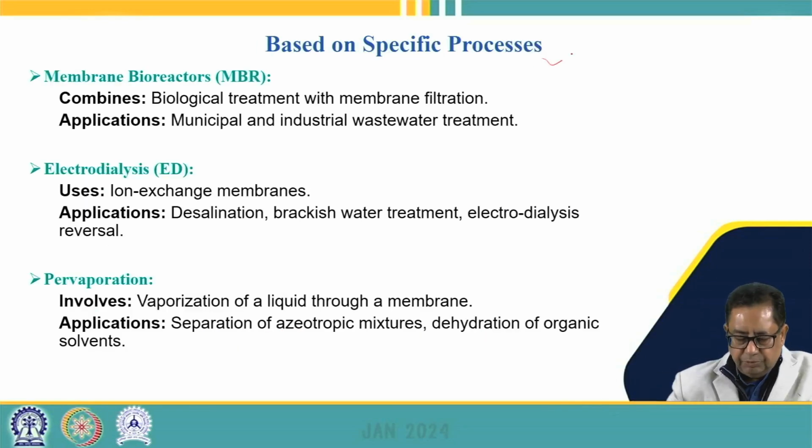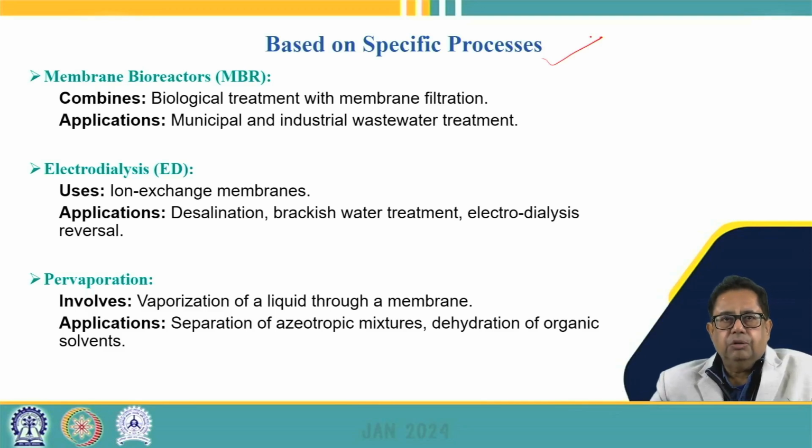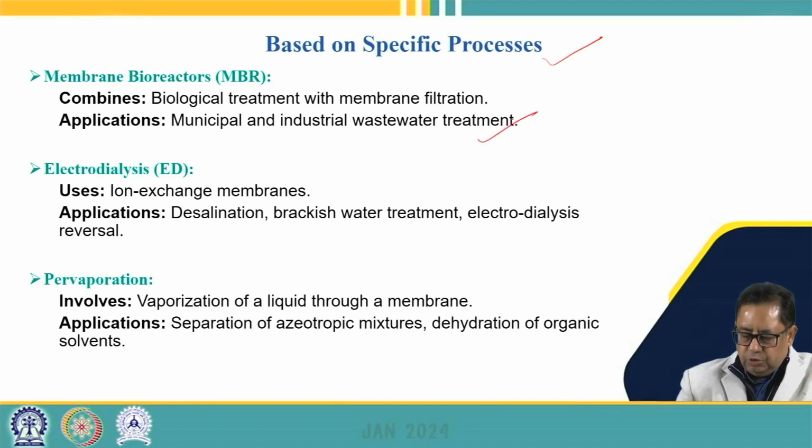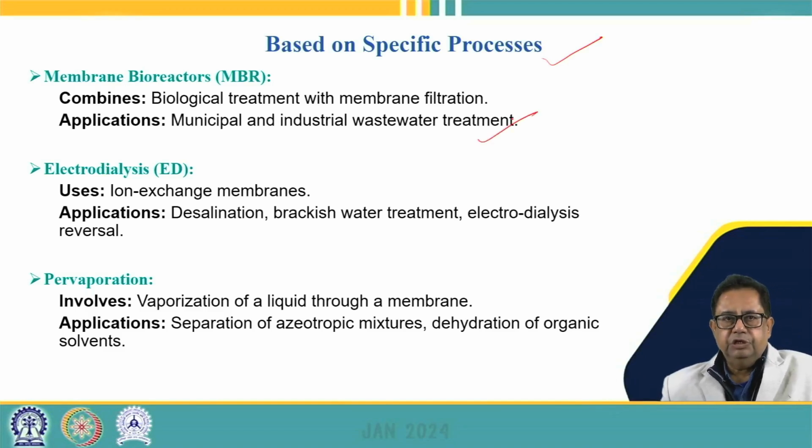Based on the specific processes, for example, when we have just now talked about the membrane bioreactors, this biological treatment with membrane filtration will reduce the cost of the secondary settling tank, and it may also enhance the efficiency of the membrane bioreactors in the sense that it will enhance the sludge retention time of the anaerobic membrane bioreactors to a great extent. It will reduce the footprint, and it will also reduce the cost of the treatment processes. So it may be used for municipal as well as industrial wastewater treatments.